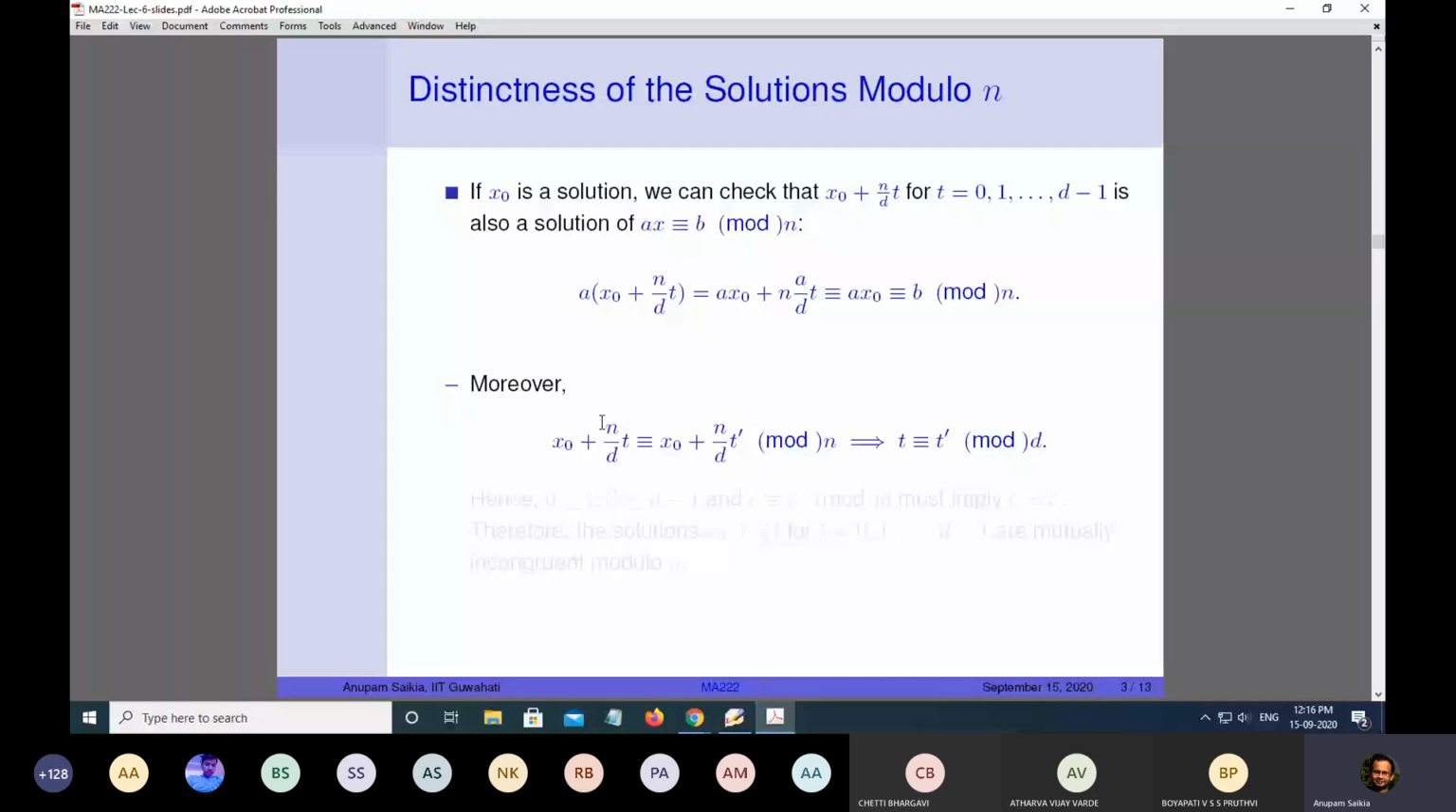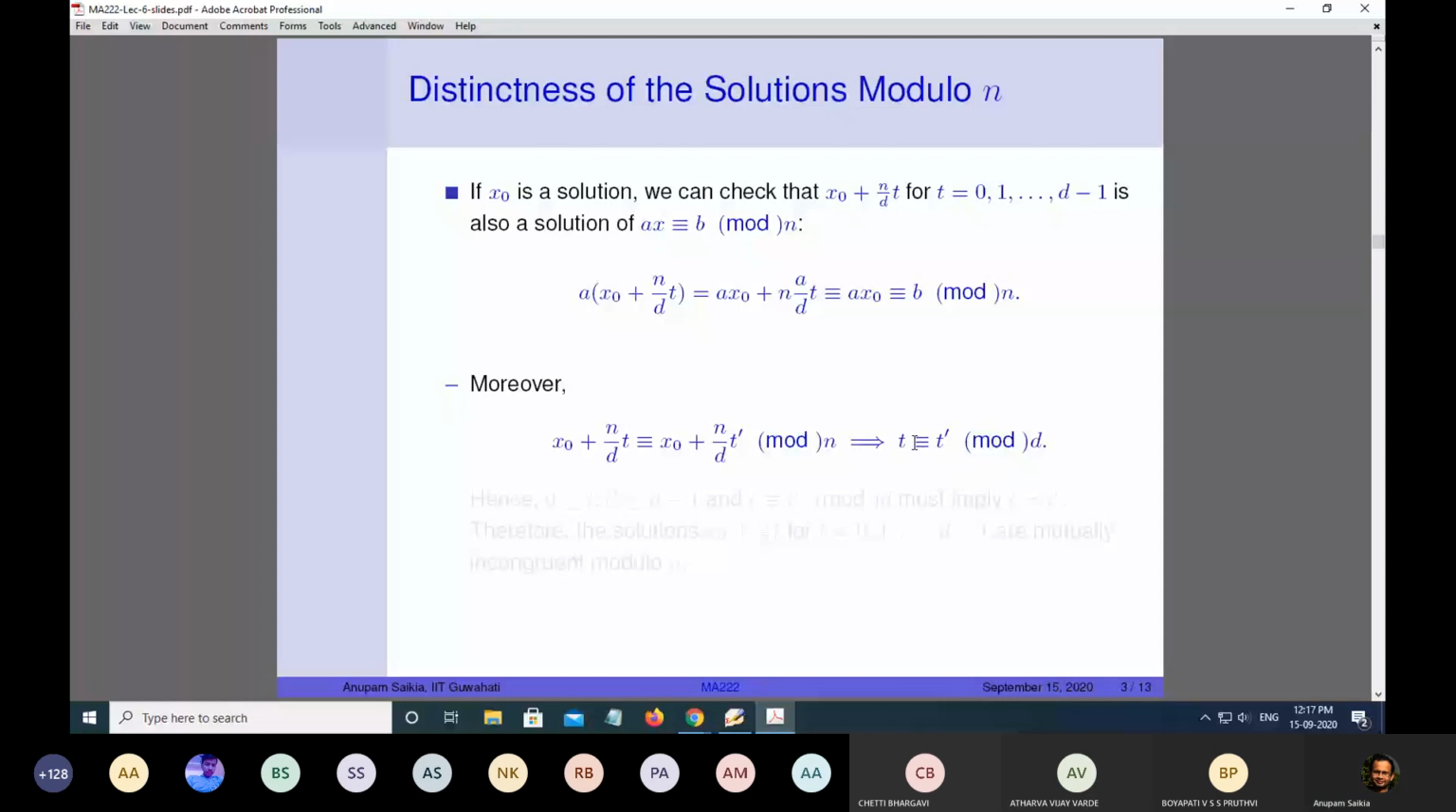Okay, so suppose we have this equal to this modulo n. What can I conclude? I can cancel this X naught. So I get n by d times t is n by d times t dash modulo n. But remember, what is the GCD of n by d and n? It is n by d. So if I divide n by n by d, I get d. So this implies t is congruent to t dash mod d.